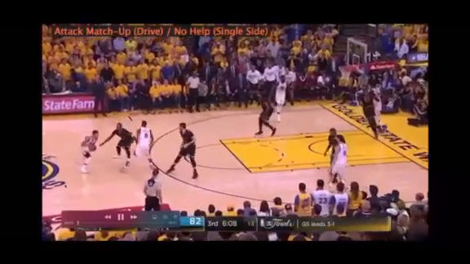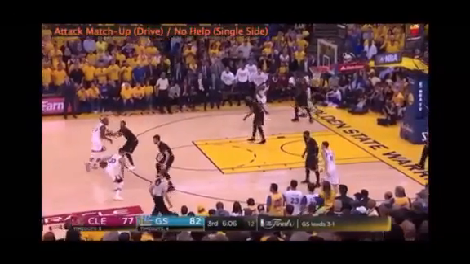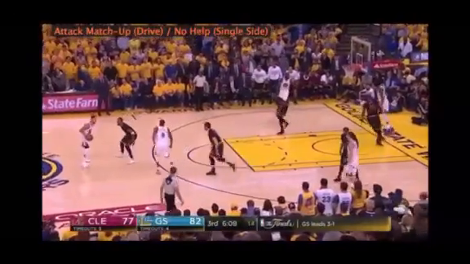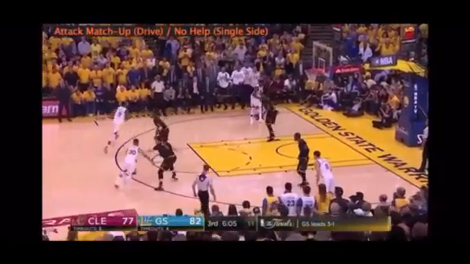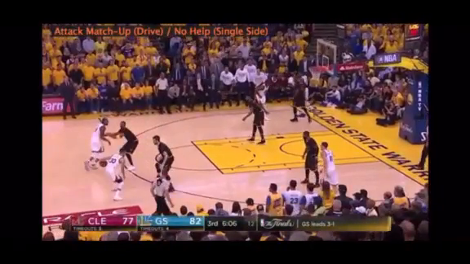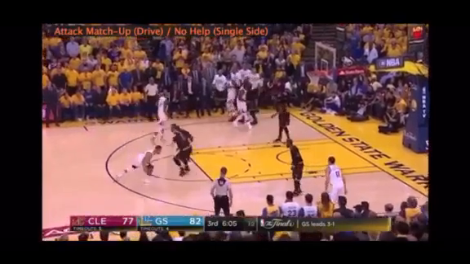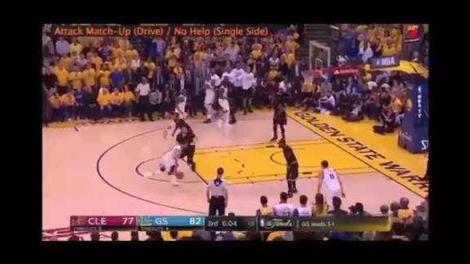So first here we're going to take a look. This is Golden State Warriors action. And what we've got here is a switch right here that's initiated on the Iguodala screen. Iguodala sets the screen, so now Kevin Love switches on to Steph Curry. This would be your proposed mismatch right here.